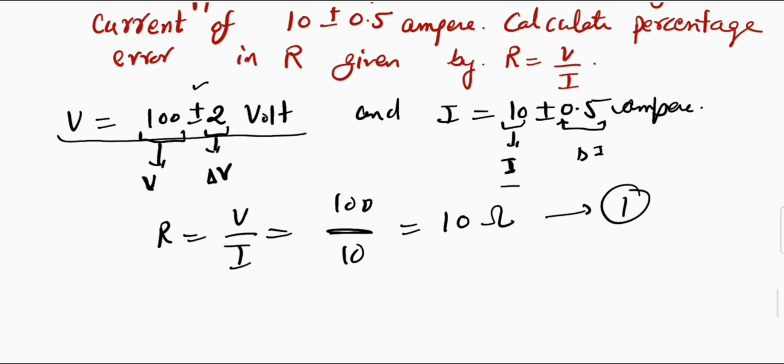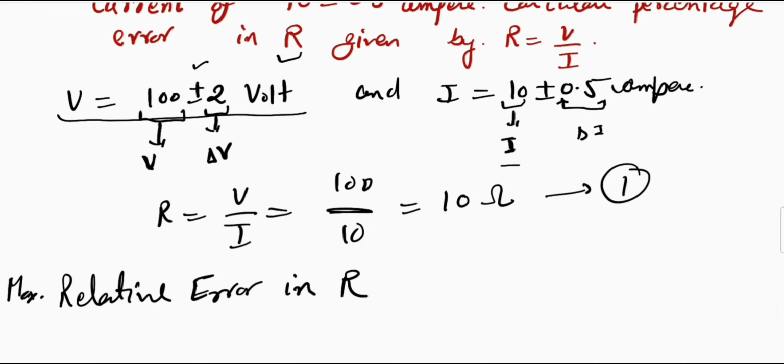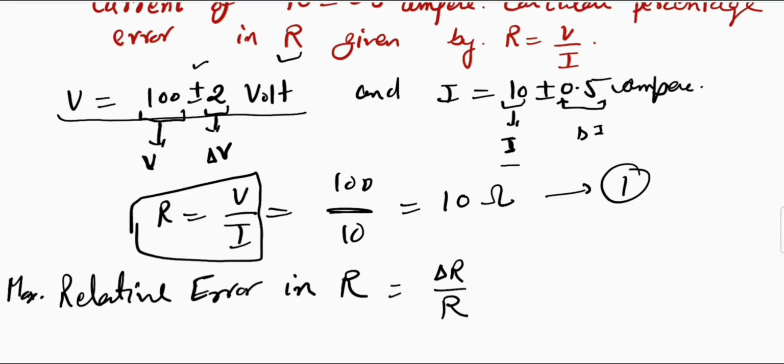Then the relative error in R. The maximum relative error in R is equal to delta R upon R. So which formula are we going to use here? As R is equal to V divided by I, this is the division of two physical quantities. R is equal to the division of V and I. So therefore the relative error in R is equal to delta R upon R, which is equal to the sum of the relative errors of V and I. So delta V upon V plus delta I upon I.